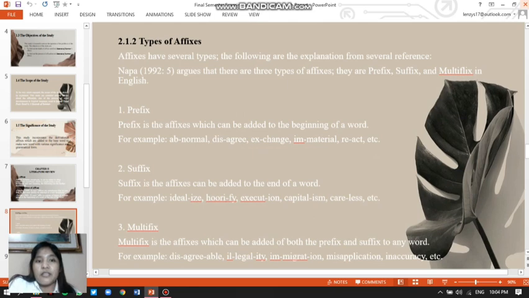First, prefix. A prefix is an affix which can be added to the beginning of a word. Second, suffix. A suffix is an affix which can be added to the end of a word. Third is multiplex. Multiplex is the affix which can be added as both prefix and suffix to any word.